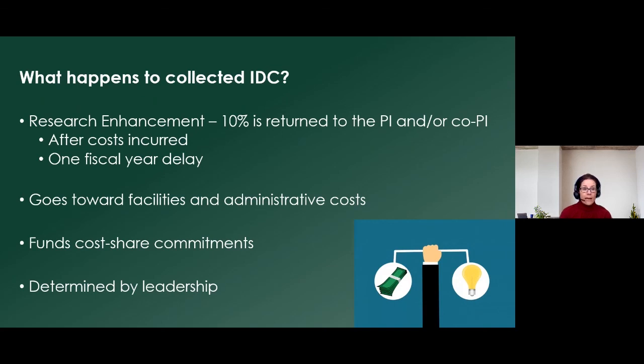So what happens to the other 90%? And that's kind of up to leadership. It goes back into the facilities and administrative costs. All those things that were listed on the previous slide, the funds will go back towards those things. We also use them to fund our cost share commitments. The main ones for that are like the Department of Energy. Almost all their projects require a 30% cost share. And then we have the NSF MRI, which requires a 30% cost share. So it's things like that.